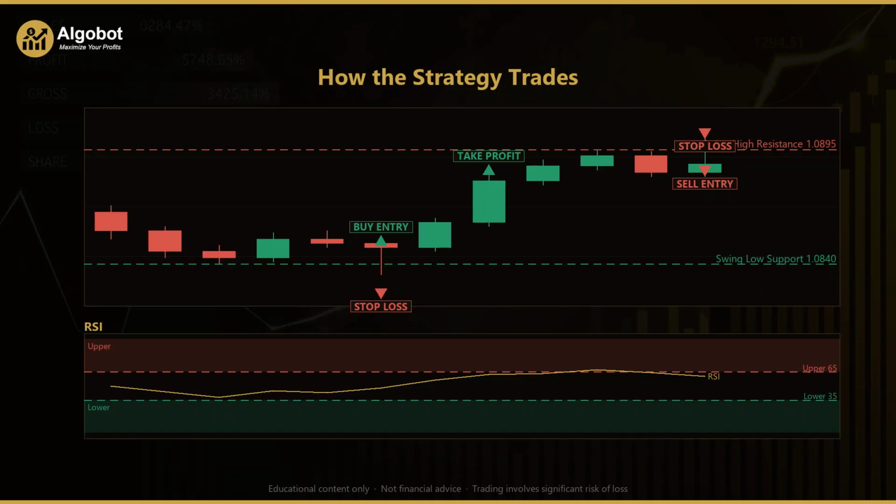Then comes the mirror of what we saw before. Price pushes back up and wicks above resistance, poking past 1.0895 to take out the stops resting above. Again, the penetration is shallow, within the ATR limit. The candle closes back below resistance and closes lower than it opened, a bearish reclaim. RSI turns down from the prior bar while staying above its lower threshold of 35. That completes the short conditions, and the sell entry marker appears.